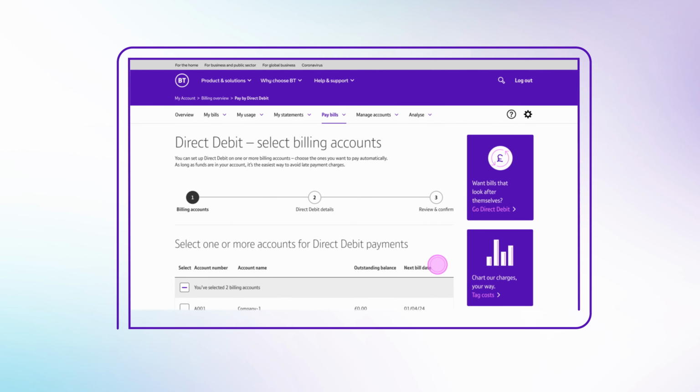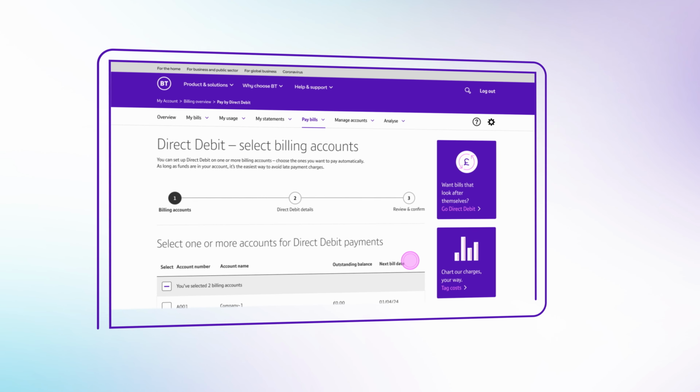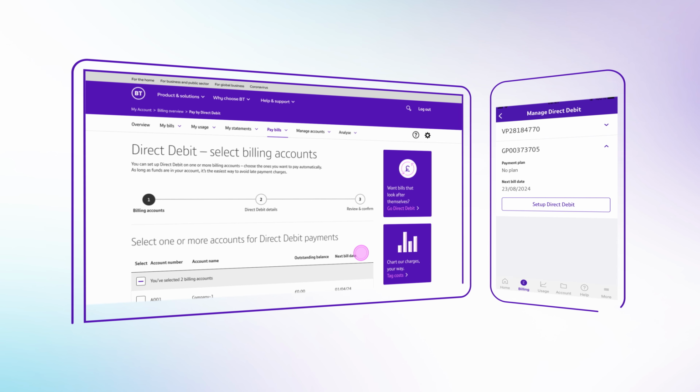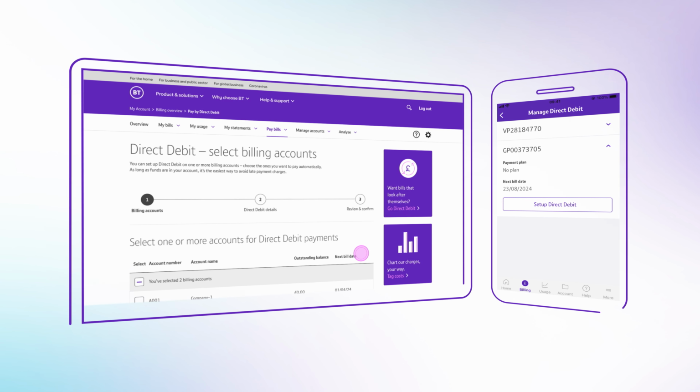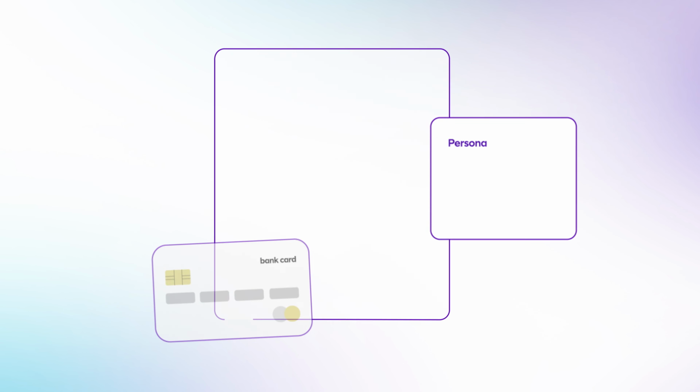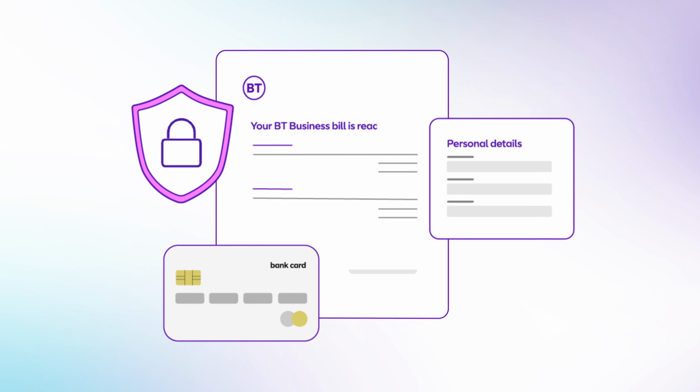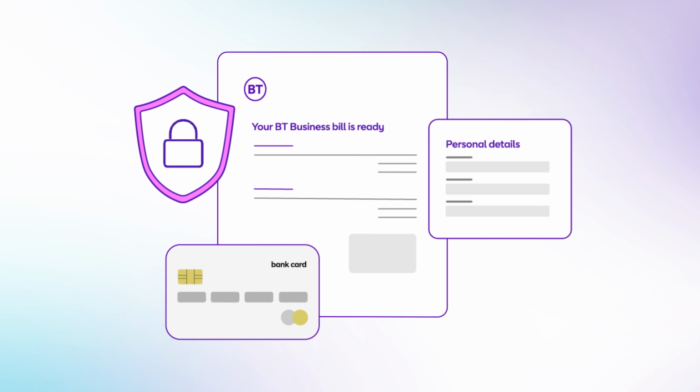With Direct Debit, your BT bills look after themselves. And setting them up with My Account or the BT Business app is fast, simple, and secure. Our personalized online billing platform keeps your Direct Debit information securely in one place, which you can access 24/7.